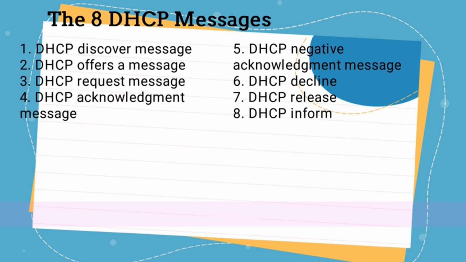DHCP discover message. First, this is the first message generated in the communication process between the server and the client. This message is generated by the client host in order to discover if there is any DHCP server or servers present in a network or not. This message is broadcast to all devices present in a network to find out the DHCP server. This message is 342 or 576 bytes long.